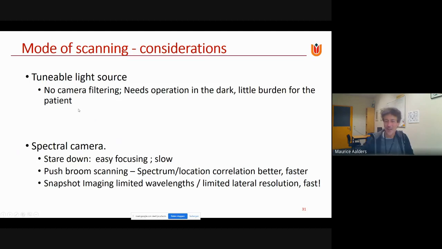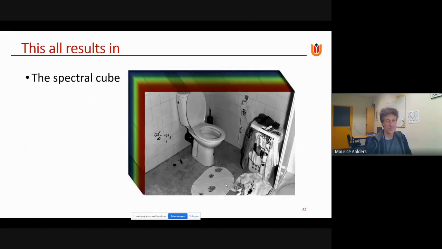Or you can, of course, scan the wavelength and look at a certain scene with the camera. You can also obtain the reflection, but then the whole ambient lighting has to be dimmed, which is usually not practical. It is practical in a surgery situation where you want to go in with an endoscope where things are dark anyway, and then you can scan the light source and obtain the spectral information. So that's the tunable light source. There are some considerations depending again on the application. Push broom is slow, this is faster. Snapshot imaging is limited but fast. There's a trade-off, that's it. And then you obtain the spectral cube.